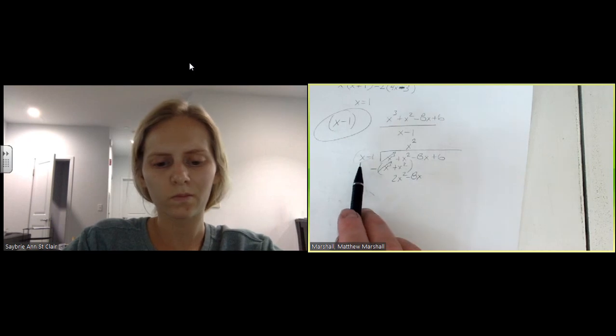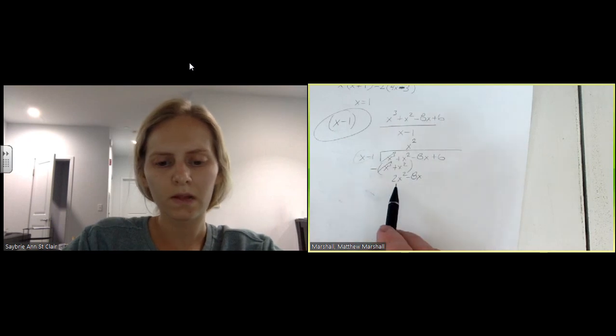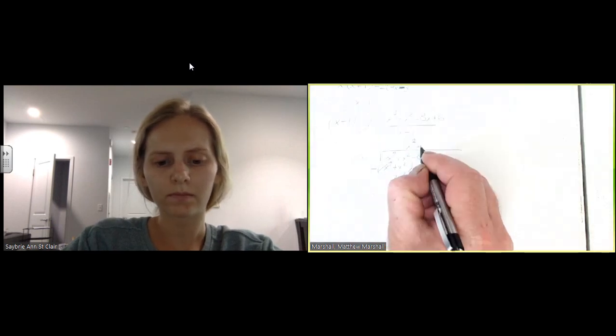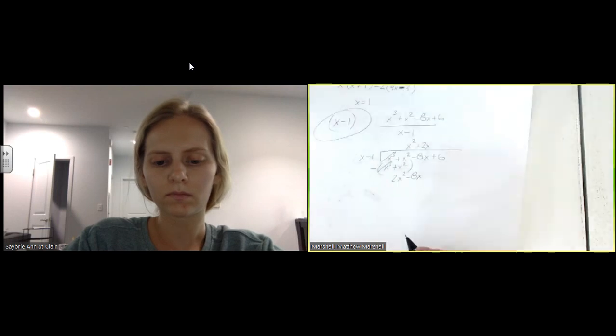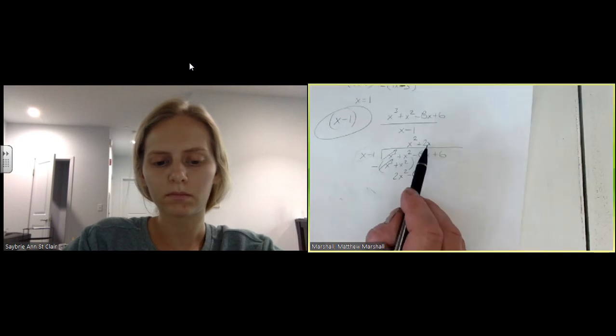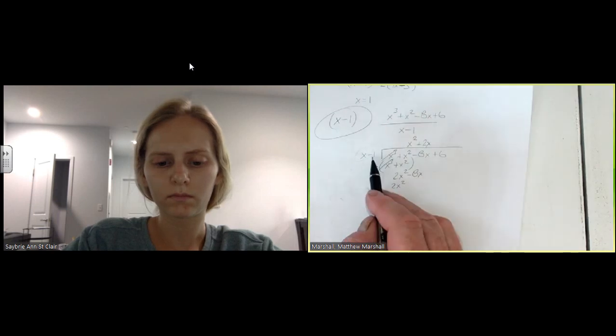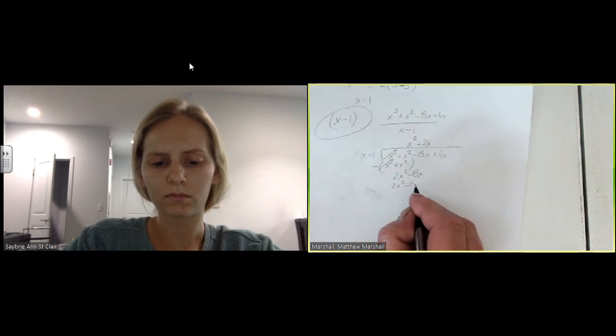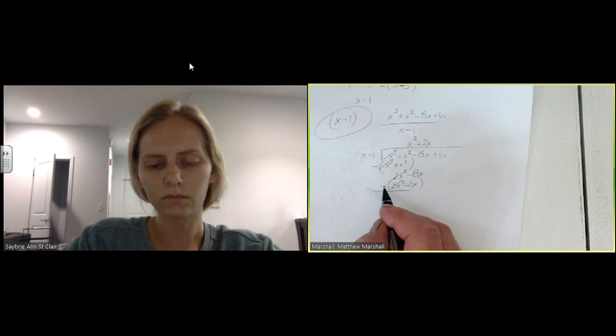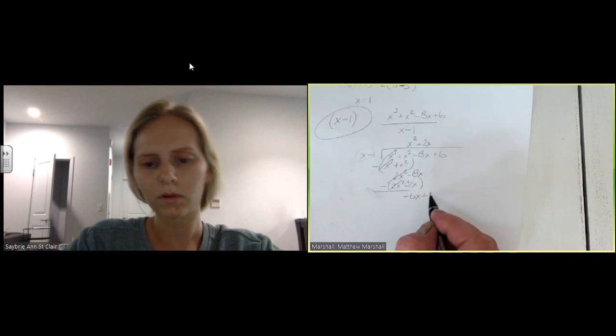What times this x gives me 2x squared, and that would be positive 2x. Distribute it. 2x times x is 2x squared. 2x times negative 1 is negative 2x. And then you subtract. These cancel. Turns to plus. This is negative 6x. Bring down the plus 6.